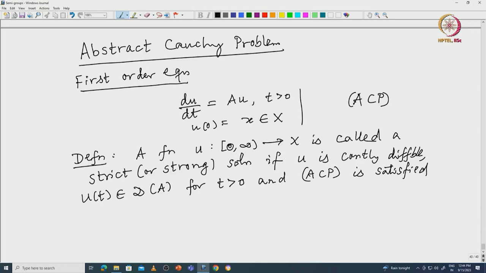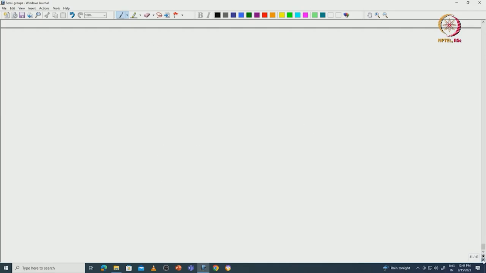That means when I take the derivative, that is equal to AU. So, let me come to this initial condition a little later. There is another notion of solution to ACP, and this is called a mild solution. Let me just say that briefly. So, again, one more definition.